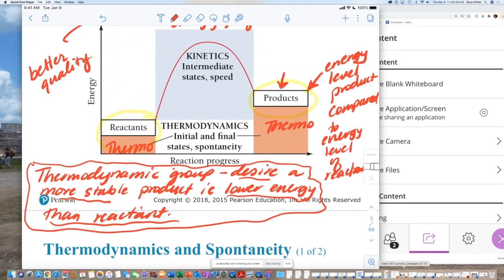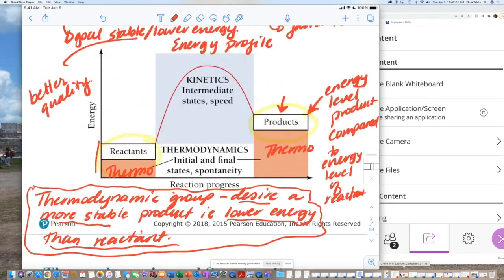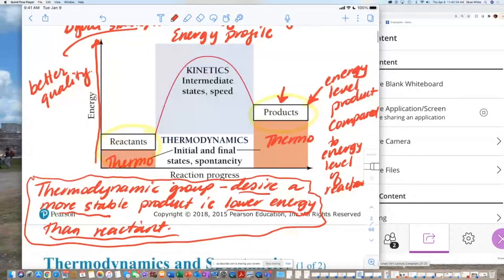Looking at this graph right here, if the energy is increasing from bottom to top, then you can see the product has a higher energy than the reactant. This is not more stable according to them. Okay, so they look at the initial and final states of the reaction, and they also study spontaneity. So we're going to be looking at both, but in 1412, our focus will be more on spontaneity, even though in the process we will be looking at product and reactant energy. But our ultimate goal is determining what a spontaneous reaction will be.